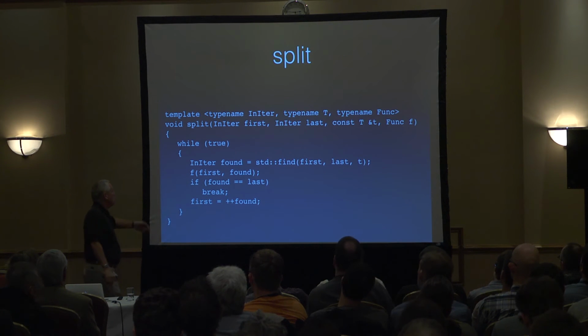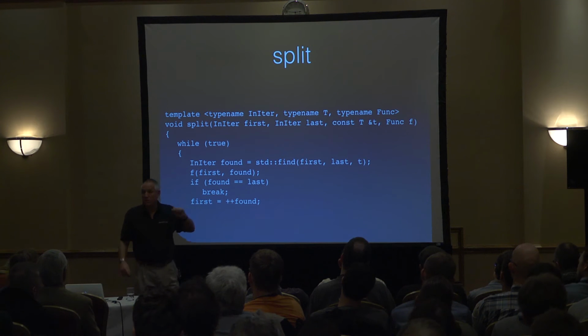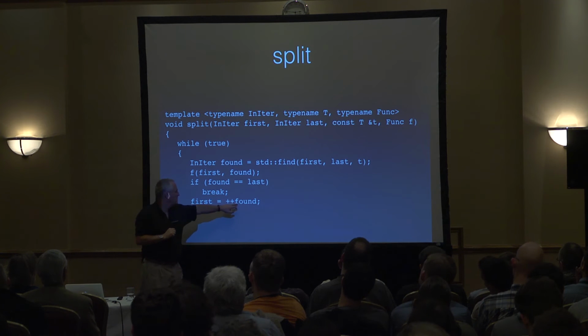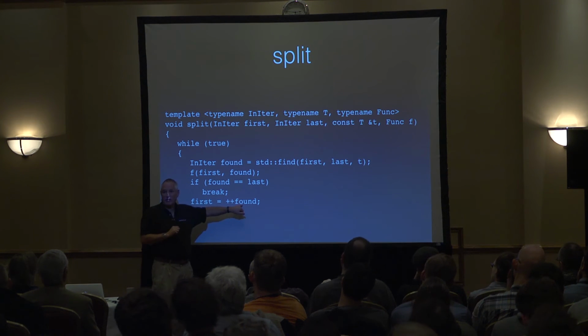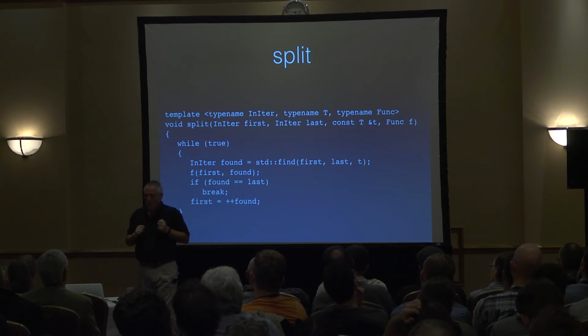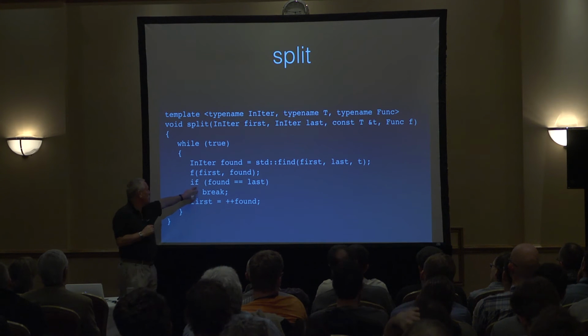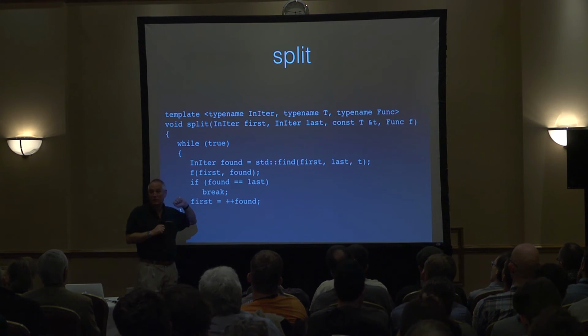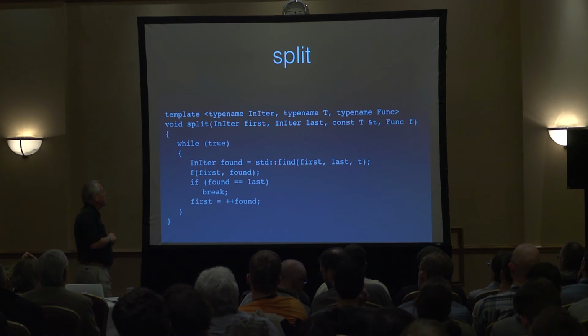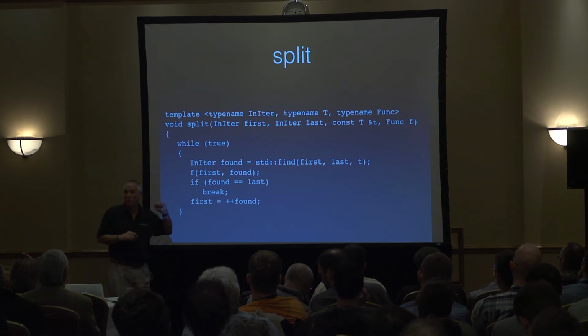Now, we call the functor with first and found. First, up to but not including the value t, right? Say, here's a chunk. And then we set first to be the value immediately after found, skipping the t that we found, and we go around again. And also, if we didn't find it, we break. Okay, this is important because you can't actually increment an iterator past the end of the sequence, past the last value. But it's also how you get out of the loop.